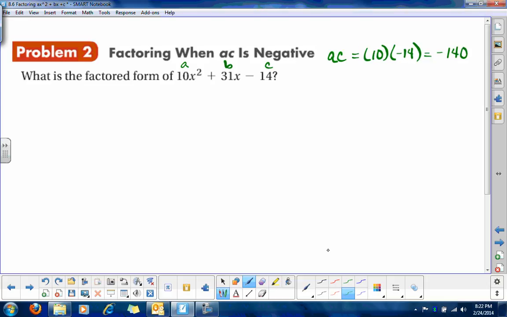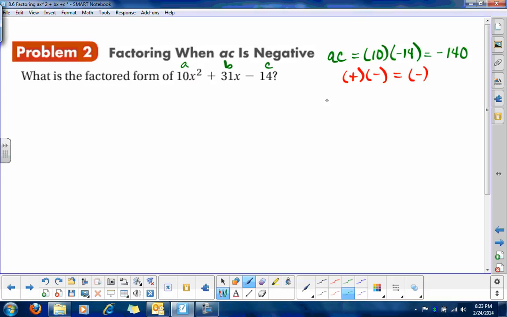Now, if you remember your integer rules, if you multiply a positive times a negative, you're going to get a negative. So that means that one of your factors has to be positive and one of your factors has to be negative. So let's look at our factors, making the first ones positives.